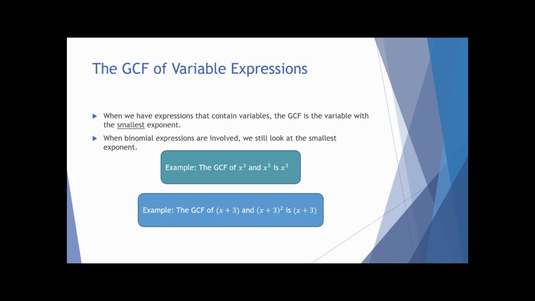If you have something with what is called a binomial expression, which means you have something in parentheses, then you still look at the smallest exponent. So that's the example in blue, where we have x plus 3 and then x plus 3 squared. So the x plus 3 doesn't have an exponent, so that would be smaller than something that's x plus 3 squared. So our greatest common factor is x plus 3. They basically both have an x plus 3 in there. So that's your greatest common factor. So it's actually easier than when we have numbers.